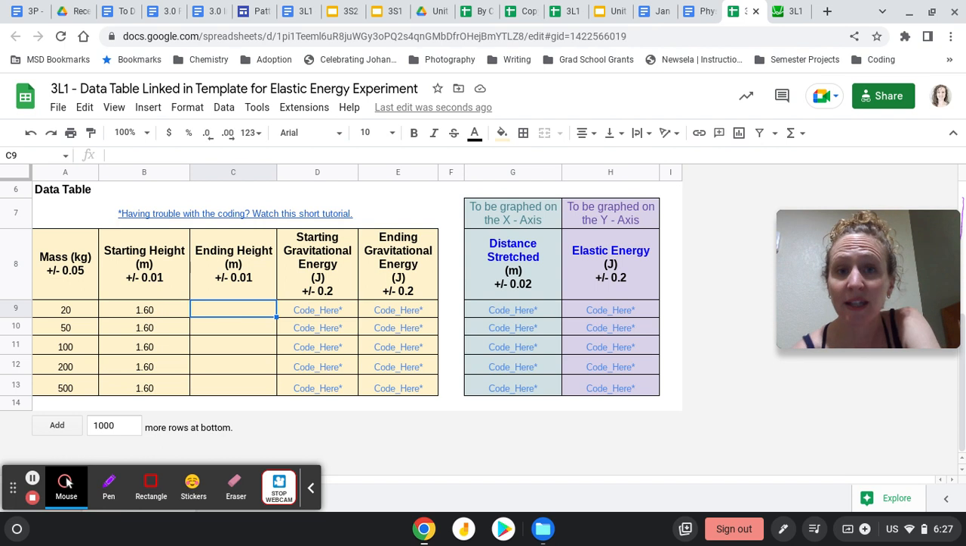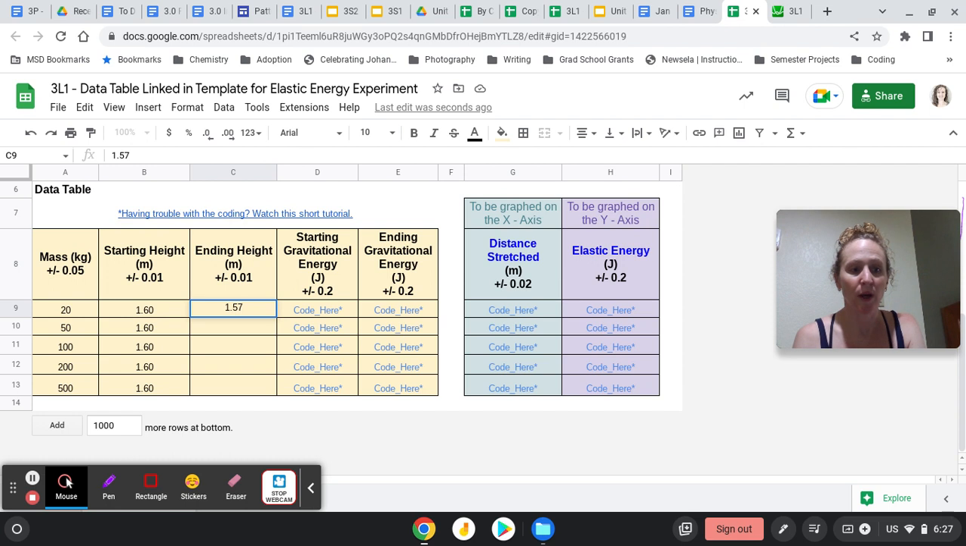Here we're going to put our ending height. So our masses all dropped. They were all a little bit lower from the floor. Their ending height should be lower. So again, I'm going to plug in the ending height that I got from that video.